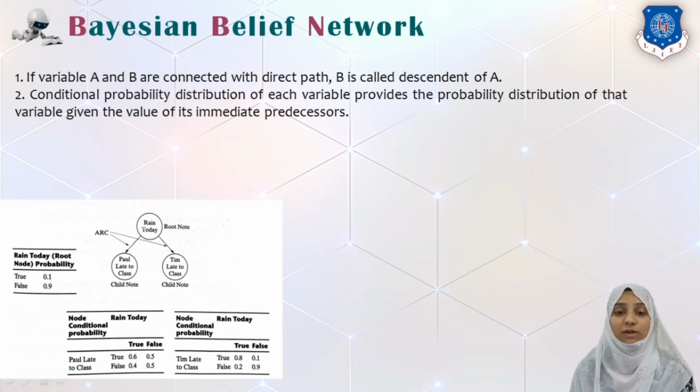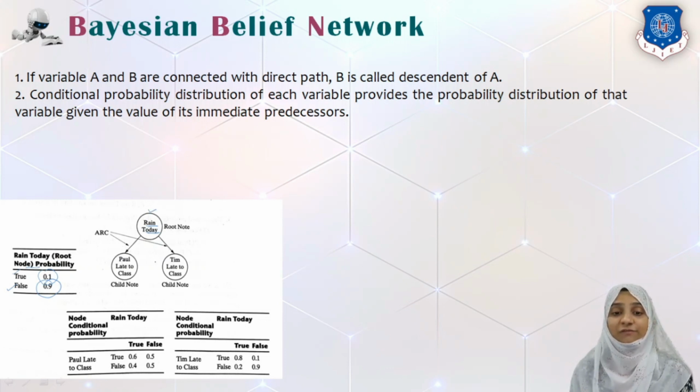So based on these two statements, as you can see, the network is given, and over this network there is one root node which says that the first event is that rain will happen today. There are two different outcomes of rain today: the given event is true or the given event is false. For the root node, the probability that rain happens today is 0.1 and the probability that it does not is 0.9.